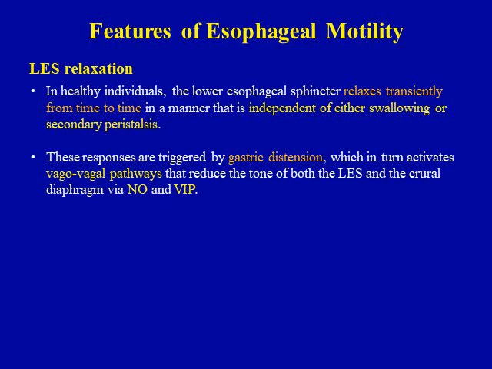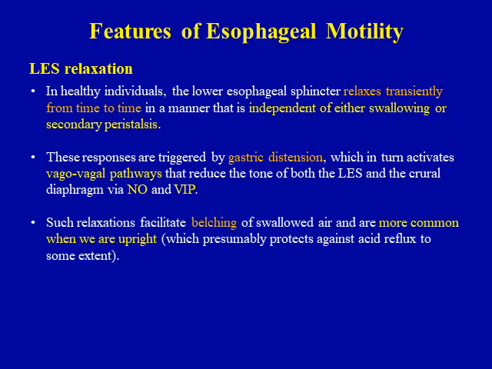These responses are triggered by gastric distension, which in turn activates vagovagal pathways that reduce the tone of both the LES and the crural diaphragm via nitric oxide and VIP. Such relaxations facilitate belching of swallowed air and are more common when we are upright, which presumably protects against acid reflux to some extent.